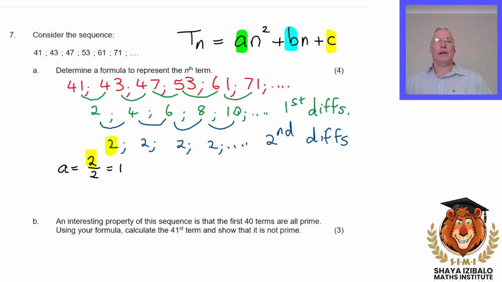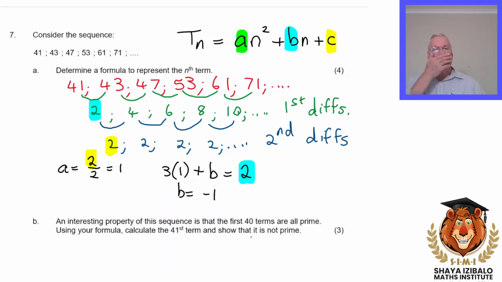The next little trick that we need to remember is that 3 lots of A, that's 3A, plus B will be equal to the first term of the first differences. It will be equal to 2. And although these numbers are both 2, this 2 that we're putting here is actually that 2 from there. Now there's only one variable left here. So if we subtract 3 from both sides, we get that B is negative 1.